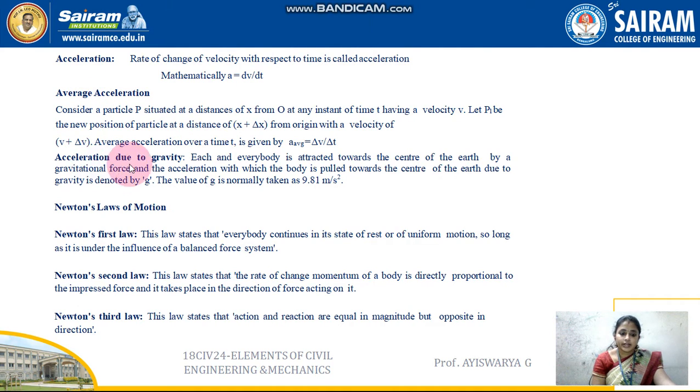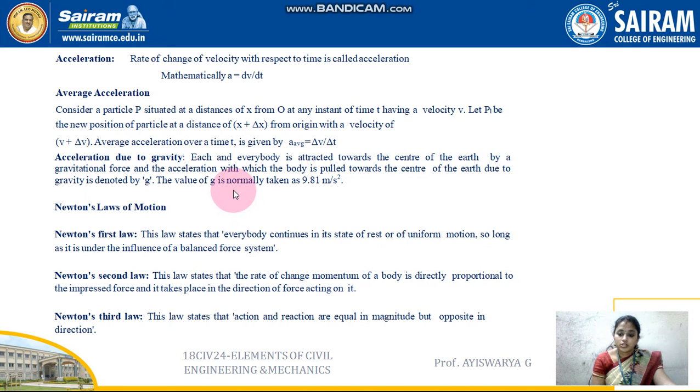The next one is acceleration due to gravity. We already know that each and every body is attracted towards the center of the earth by a gravitational force, and the acceleration with which the body is pulled towards the center of the earth is known as acceleration due to gravity. We came across gravitational force in many lecture videos in my fourth module also. The gravitational constant is g, and the value of g is 9.81 meter per second square, because it is an acceleration due to gravity. So the unit of acceleration is meter per second square.